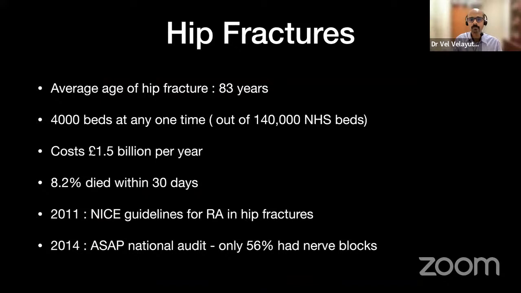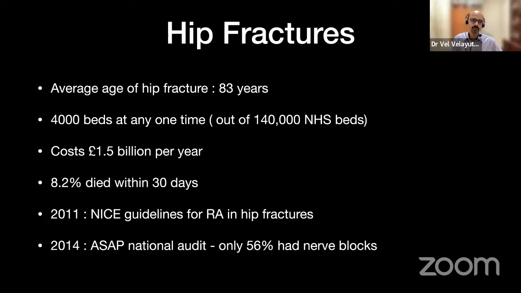So why hip fractures? Why does everyone go about talking about hip fractures as to what the problem is? Why are we focusing on it? Because of the morbidity of it, really. The average age of hip fracture in the UK, at least, is around 83 years. Anybody over 65 is found to be more prone to hip fractures because of osteoporosis and other factors. It is a disease with high morbidity, so it occupies a lot of hospital beds.